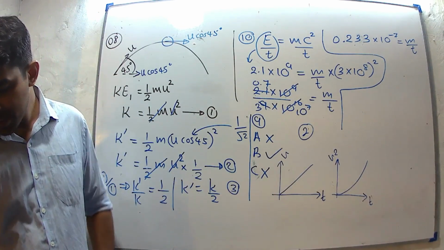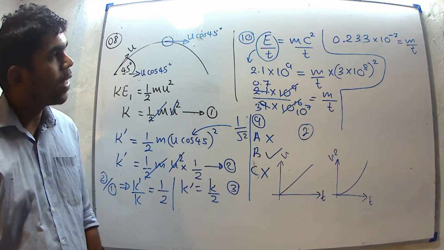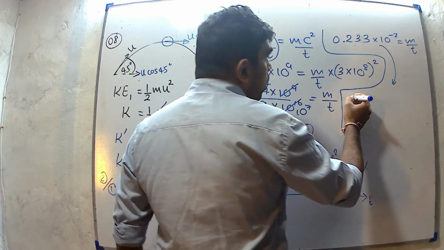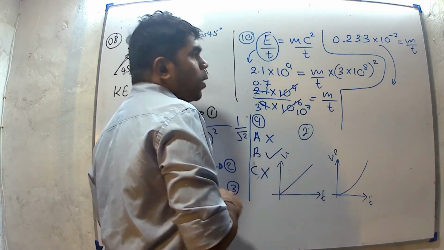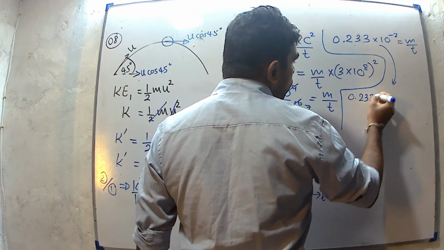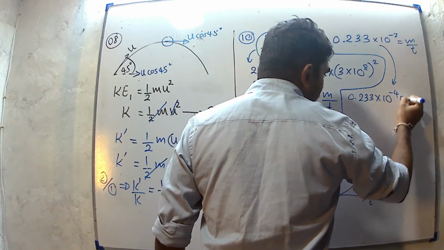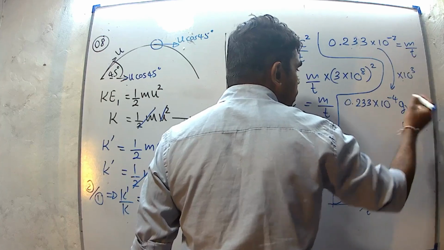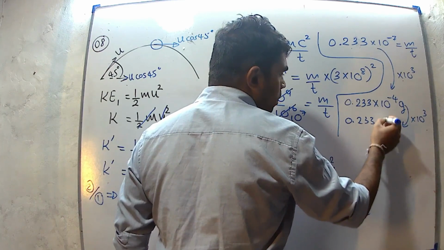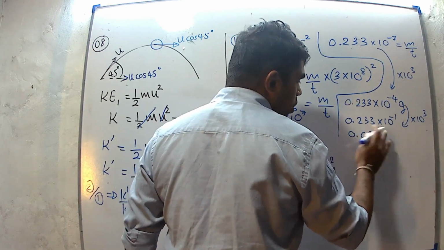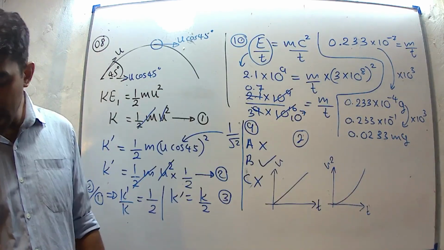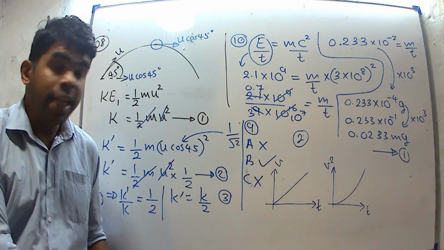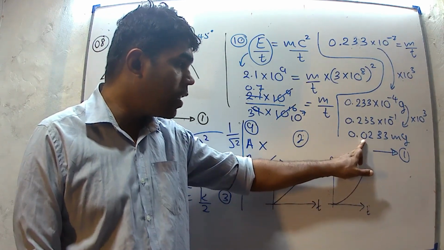Now it is in kilograms. We can convert it to grams by multiplying by 10 to the power 3. This value is in kilograms. We can convert this value to grams. We have to multiply by 10 to the power 3. Then 0.233 into 10 to the power minus 4 grams. Now we can convert it to milligrams. We have to multiply again by 10 to the power 3. 0.233 multiplied by 10 to the power minus 1. 0.0233 milligrams. Then the answer is 1 for question number 10. They have given it to 3 decimal places. Therefore, they have given it as 0.023 milligrams.